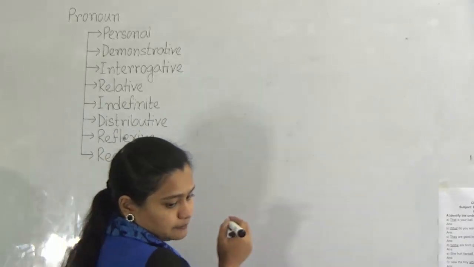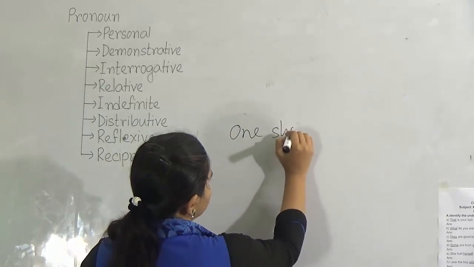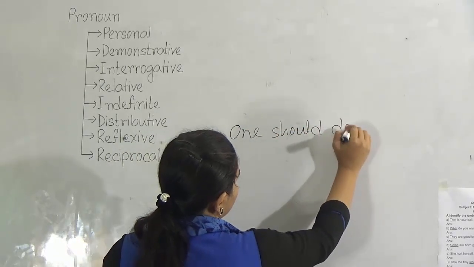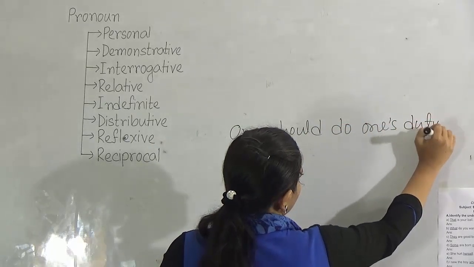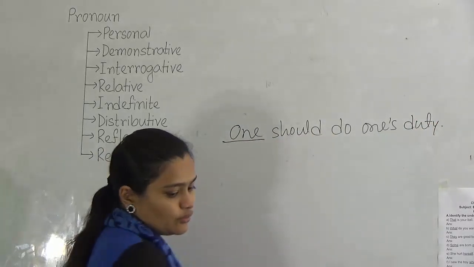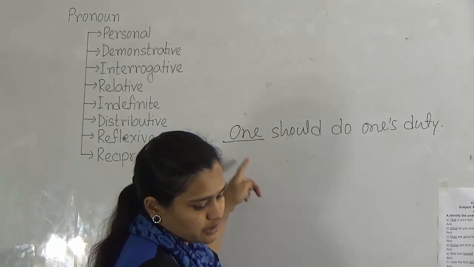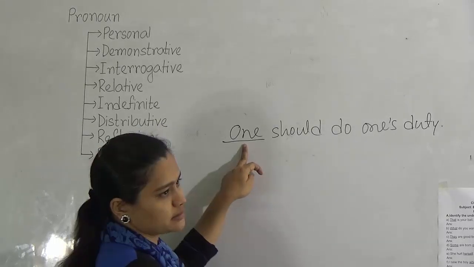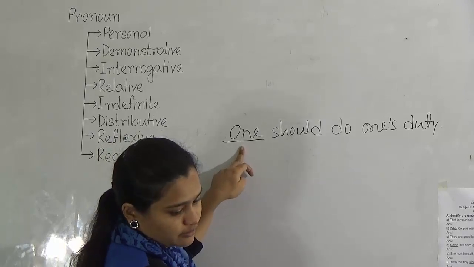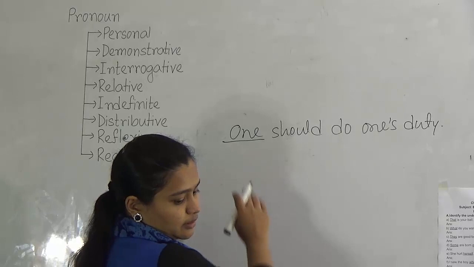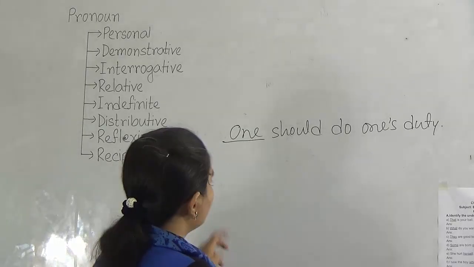Now I can write here, one should do one's duty. Now look at this word one. One should do one's duty. So you can ask, who is that person? Is it definite? No. We said it in general, right? We refer to the person in a general manner. That's why it is an indefinite pronoun.